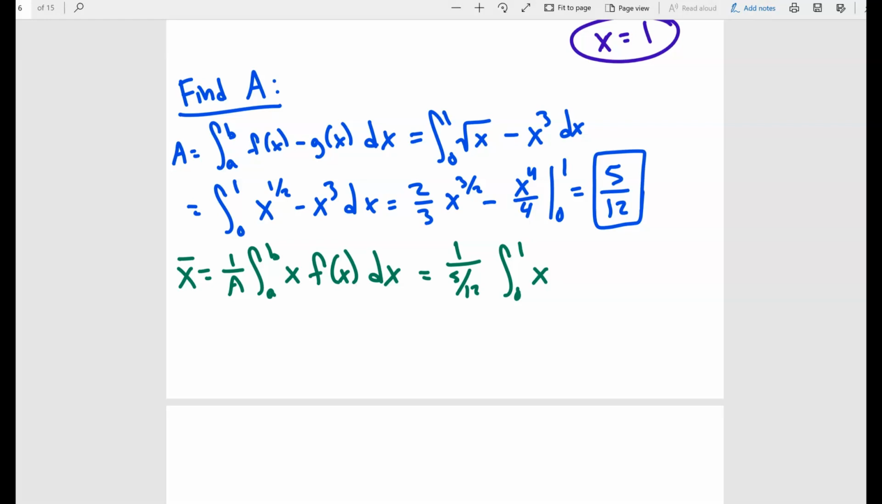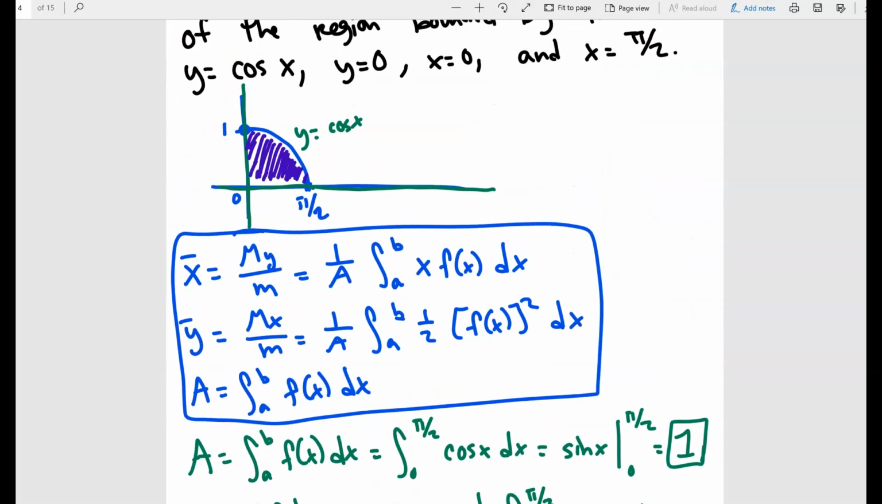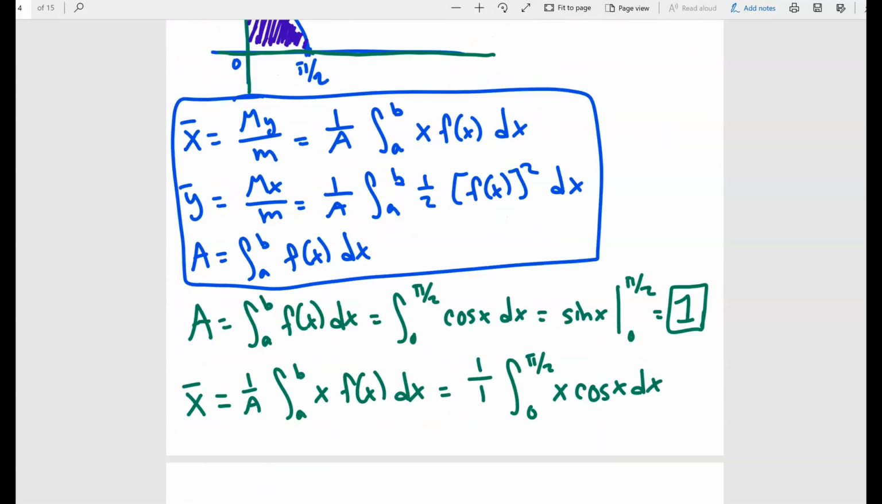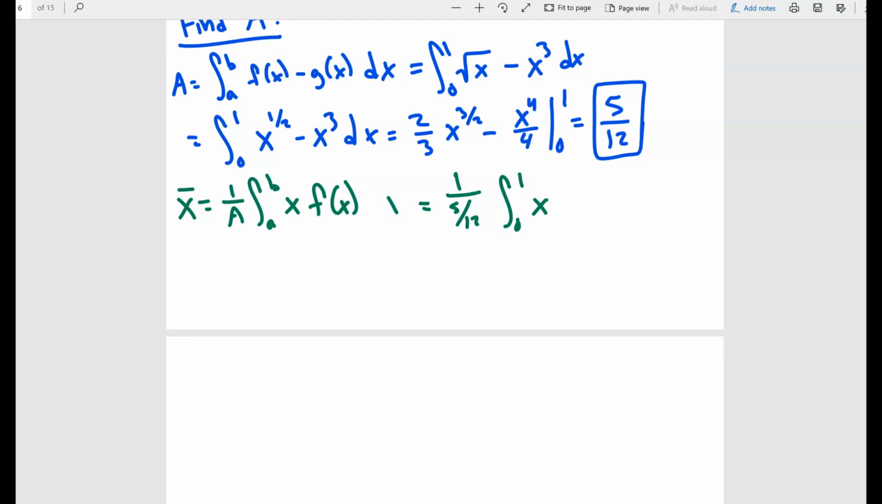Now in this case, let me go all the way back up. We're going to have this, oh god, where is it? Here it is. f of x minus g of x. So I actually forgot this g of x. So let me erase this. Minus g of x dx. So I'm going to have this square root of x minus x cubed dx in there.